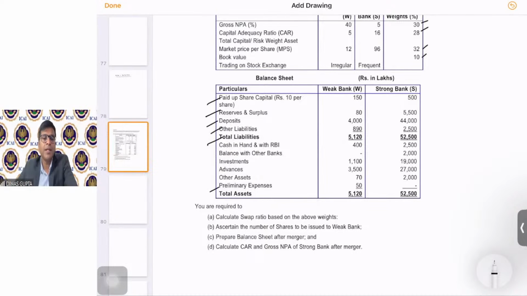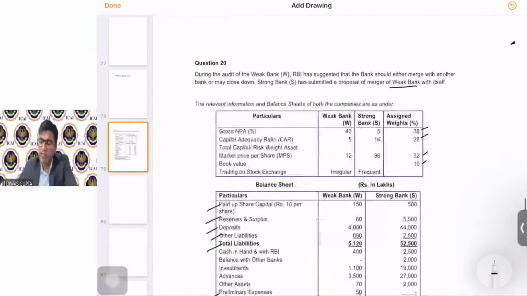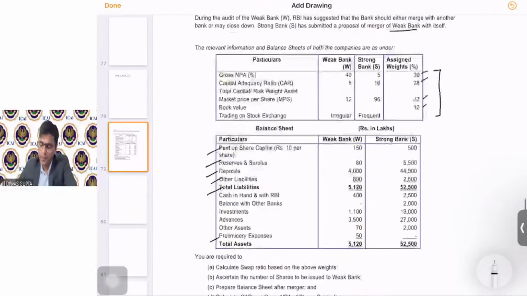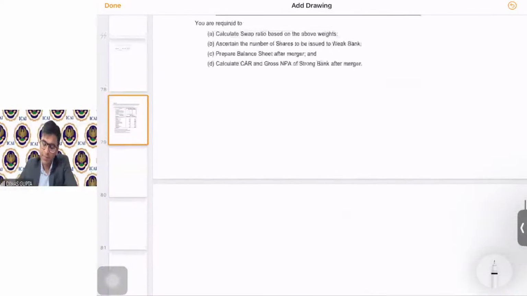Calculate the swap ratio based on the above weights. First part is very, very simple, students. They're asking us to calculate the swap ratio basis these weights. Okay. Can we do that? Yes.